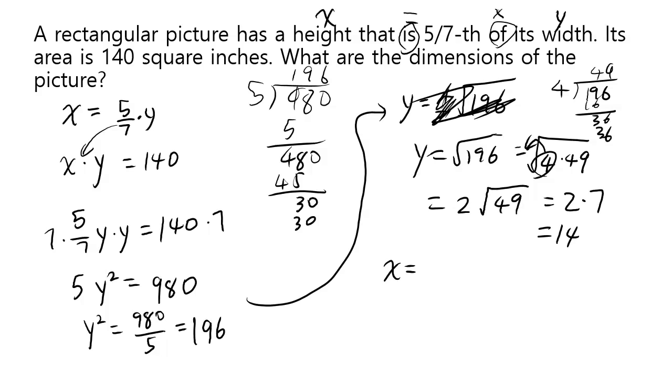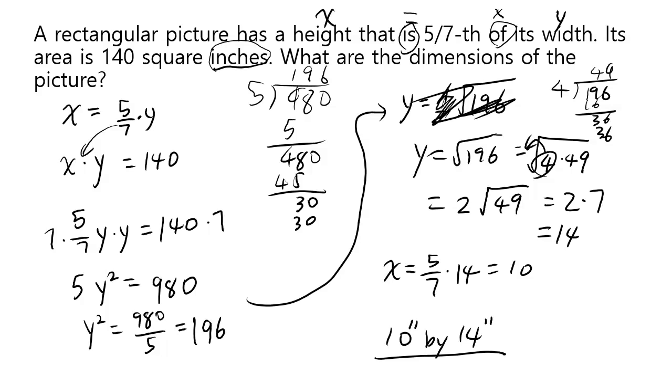Now, what is x? x is 5/7 of y. So since y is 14, it's 5/7 times 14, and that gives you 10. So the answer is 10 by 14. Notice that there are inches as the unit of length, so you should put the units. You can either put "in" for inches, or you can put two dashes like this, and that means inches.